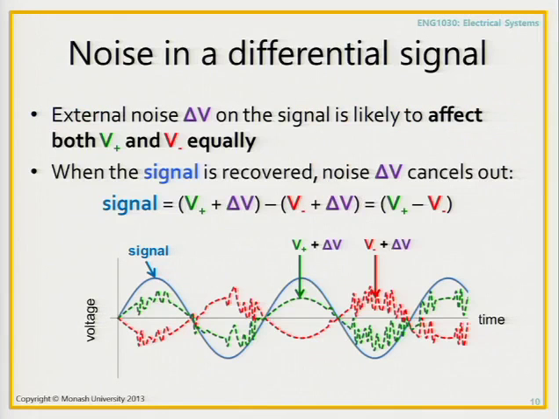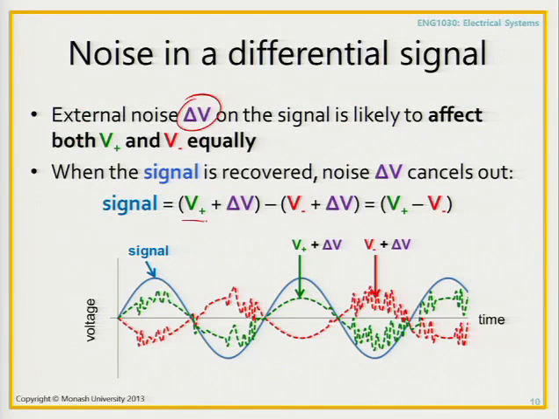Okay, so it's useful because in the presence of external noise, let's say noise is represented as a random voltage, delta V, then if you have noise in the circuit, it's likely to affect both V plus and V minus equally. Now this is an assumption, and it holds true most of the time. So what happens when you have noise in both of the signals?